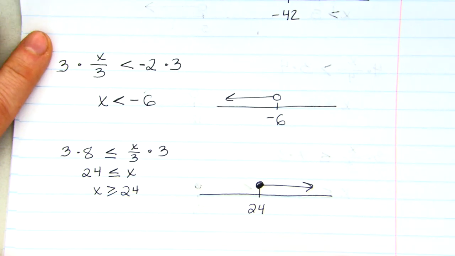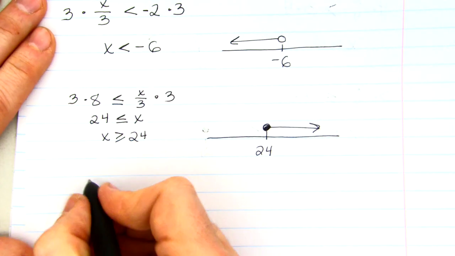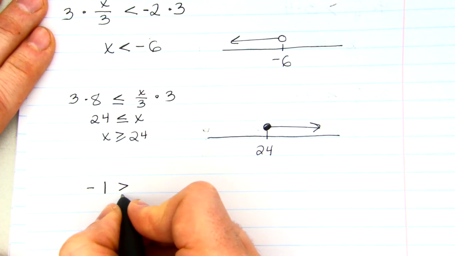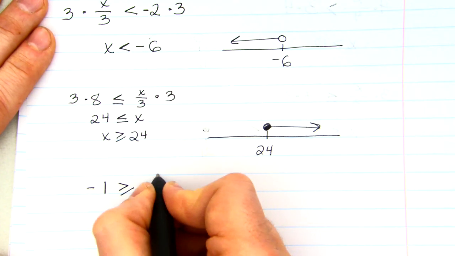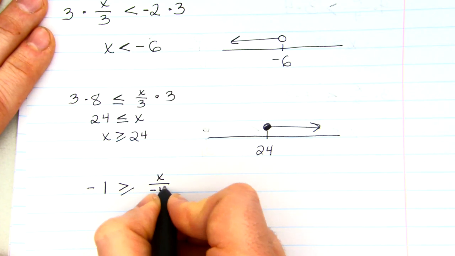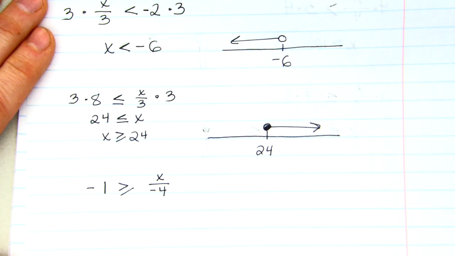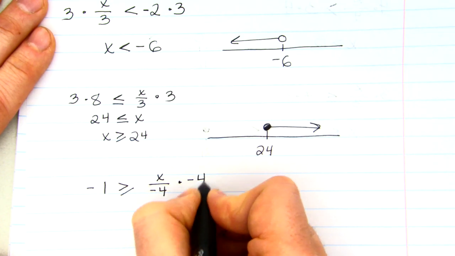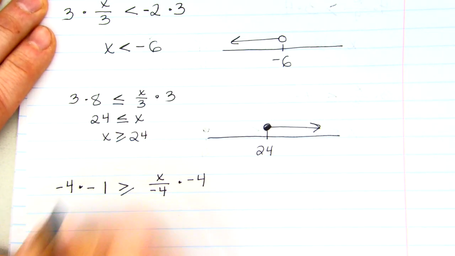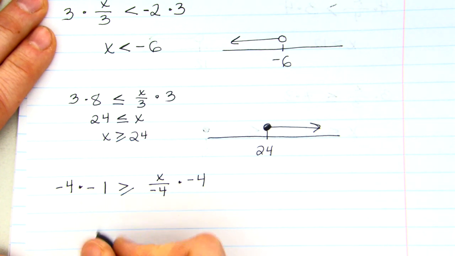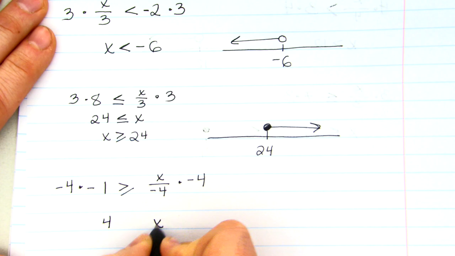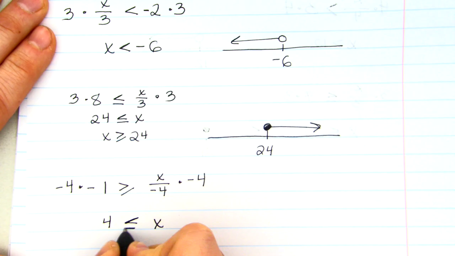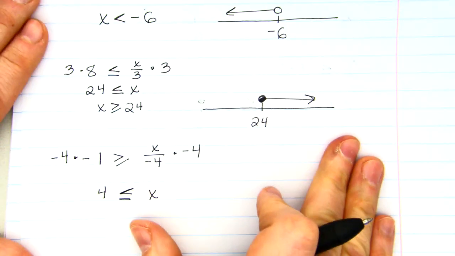One last one, and then I want you to try a bunch of those in Delta Math. Let's try -1 is greater than or equal to x over -4. To get rid of my divide by -4, I have to multiply both sides by -4. So times -4 times -4. -4 times -1 is +4. I'm getting the x on the other side. Because I multiplied by a negative, I have to flip my symbol, and I'm going to get 4 is less than or equal to x.